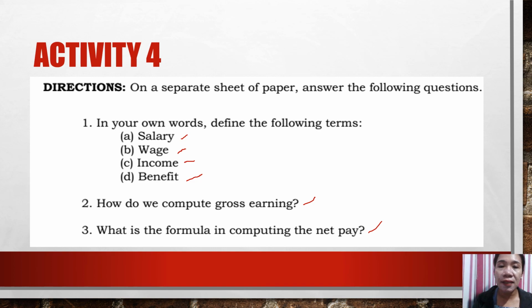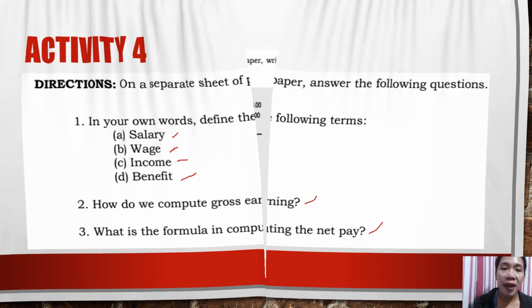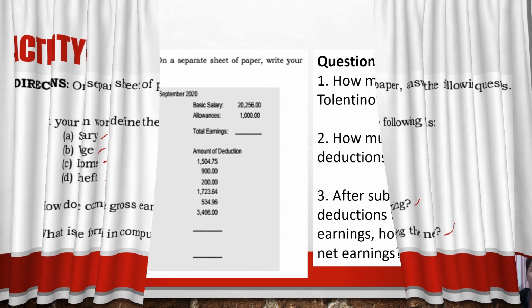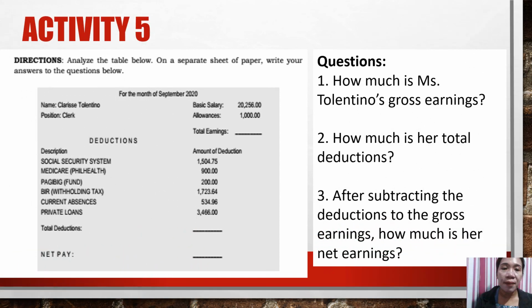Next is activity number 5. Analyze the table below. On a separate sheet of paper, write your answer to the questions below. How much is Miss Tolentino's gross earnings? So, you answer that. Next, how much is her total deductions? Then, after subtracting the deductions to the gross earnings, how much will the total net earnings be? Okay. Answer lang, anak.